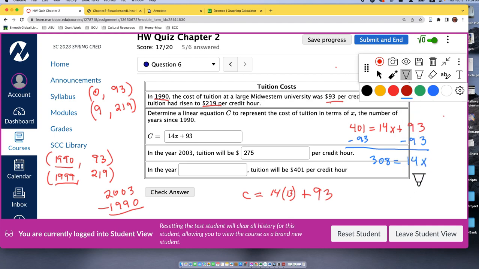And then divide by 14. Wait, how'd you get 308? 401 minus 93. Oh, okay. Divide both sides by 14. And that gives us 22. Very good. Does that mean 22 is our answer?